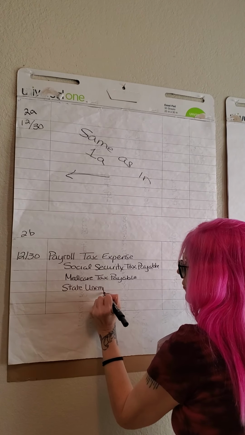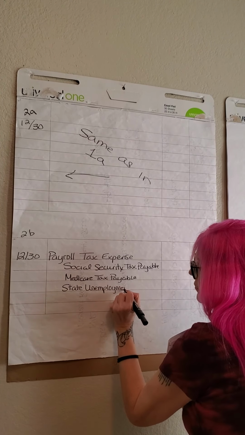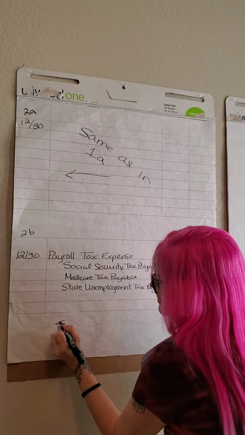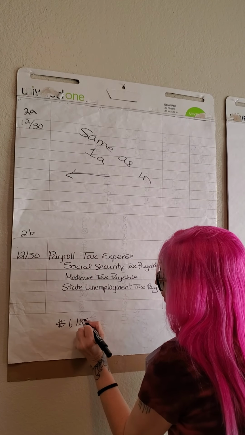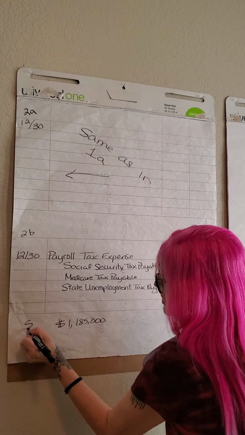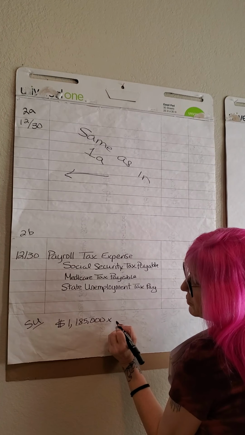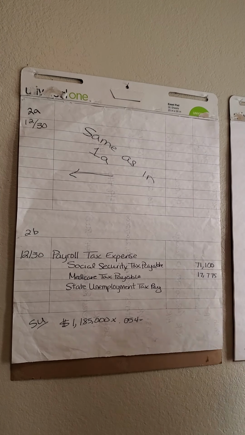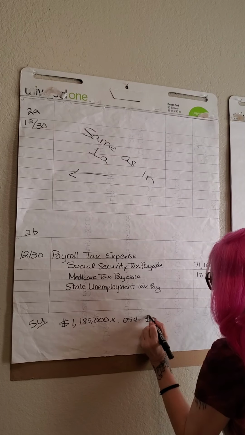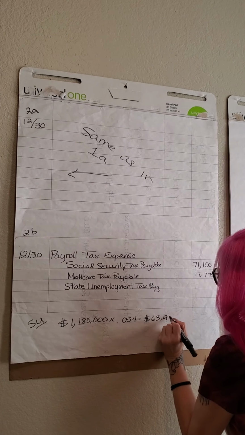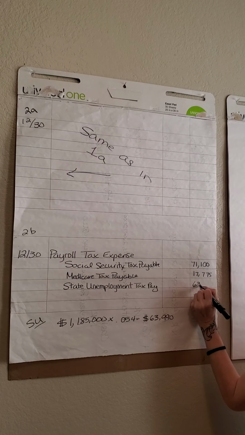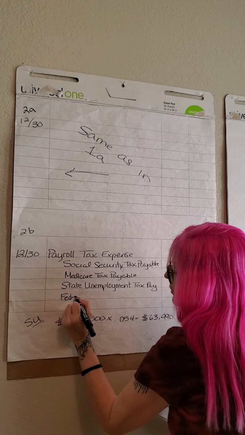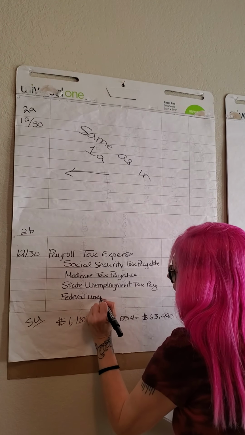So what is going to change is the state unemployment tax payable. And now what that's going to be is $1,185,000. So let me put state unemployment. And we're going to multiply that times the 0.054, and then the amount for that is going to be $63,990. So that's what's going to go here, $63,990. And then the last item will be the federal unemployment tax payable.